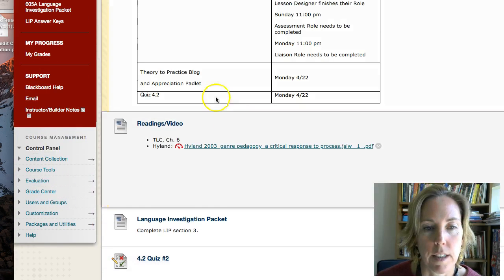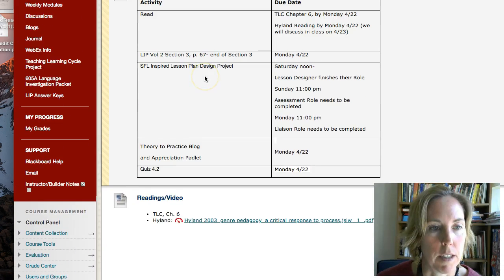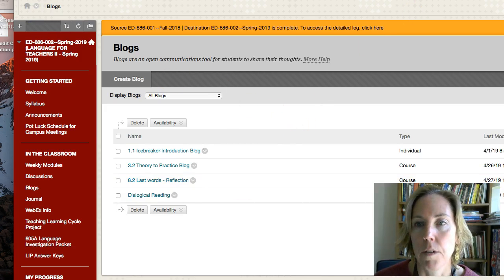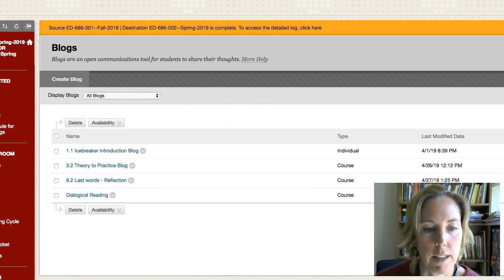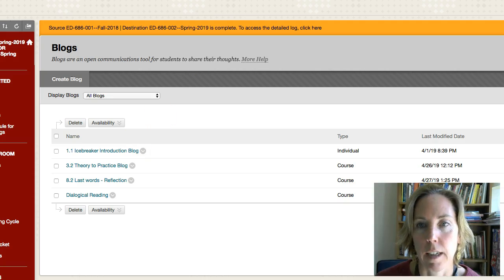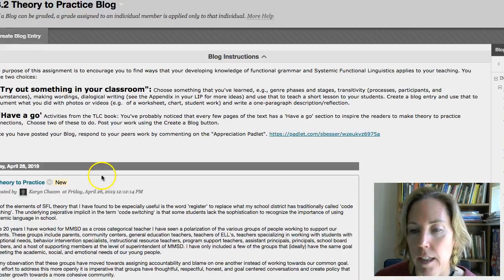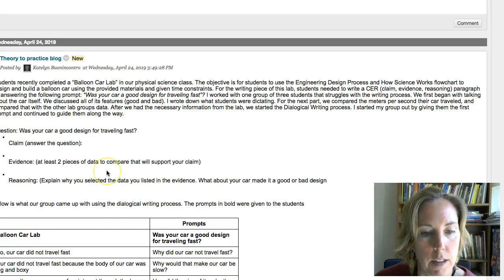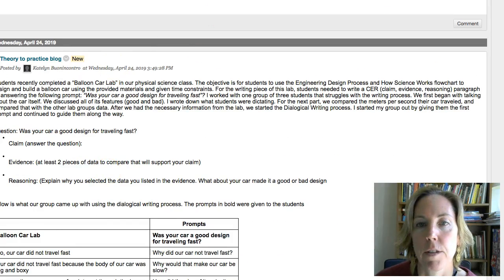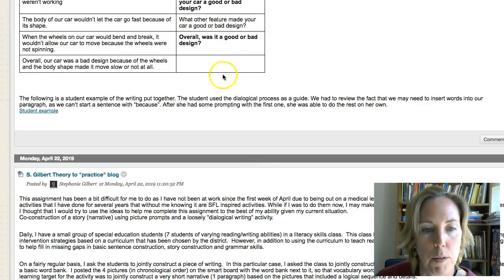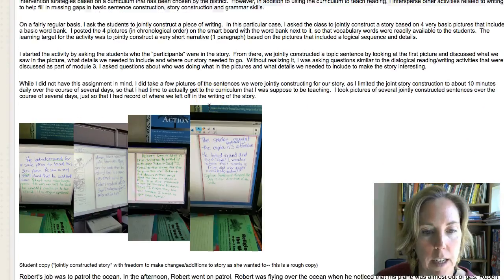But they also did this Theory to Practice blog that I wanted to show you. Under blogs, you can see all the different blogs. This is the icebreaker one, which looks a lot like what we did in our online course. But the Theory to Practice blog is where they had to choose something to apply in their own classrooms, and they post them, and then they respond and comment on each other.